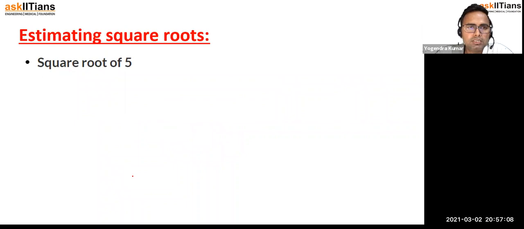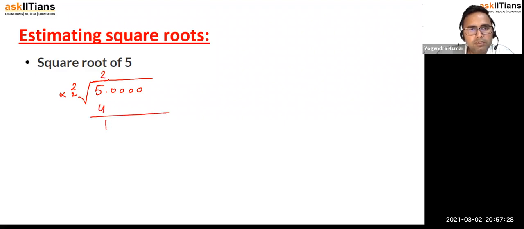Now let's do this, the square root of 5. How can we find the square root of 5? So what we do here: 5 is there, then square root of 5. We can add 0.000. Now 2 2s are 4. What is left out? 1. Now point here 0. Now what we can do, 4 here, and again how many times? 2 2s here. So 2 here, right?